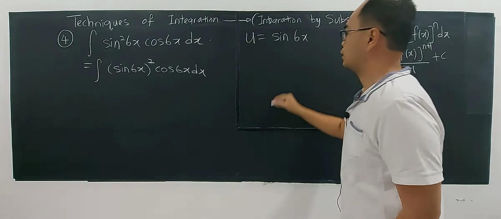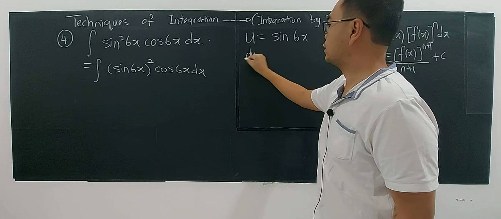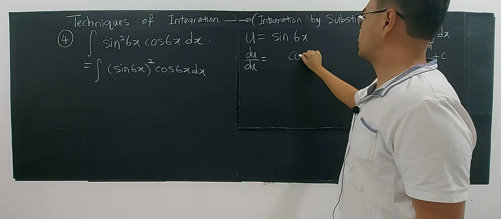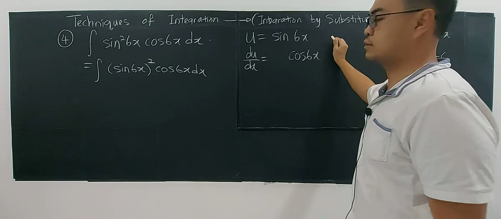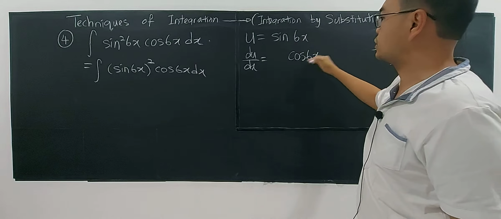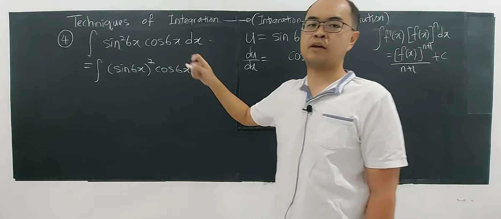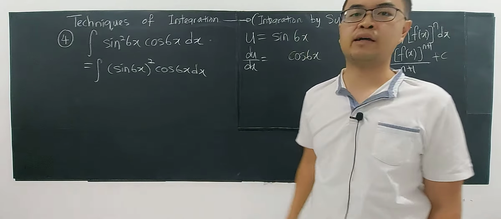Then you will know why. So du dx, differentiating sine 6x, you will have cos 6x, definitely, right? Differentiate sine, you have cos 6x. Then you can see there is a cos 6x here. So are you happy? Then you're differentiating the 6x, then you're getting 6.